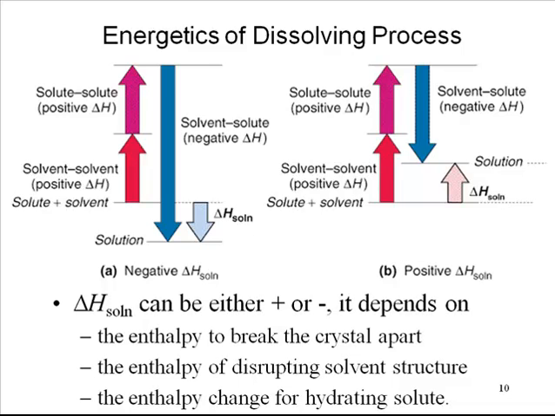Now, the delta H can be either positive or negative. It usually isn't zero, just as a heads up. It's usually positive or negative. It's very difficult to get it back to the same exact position with no energy change. So you've got the enthalpy to break the crystals apart, the enthalpy of disrupting the solvent structure, which is the solvent-solvent, and the enthalpy for hydrating the solution.